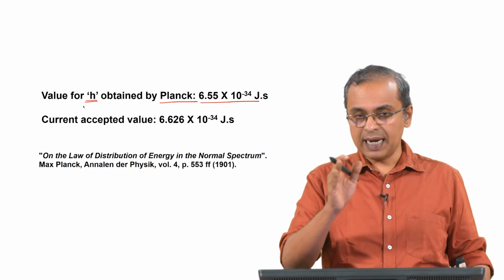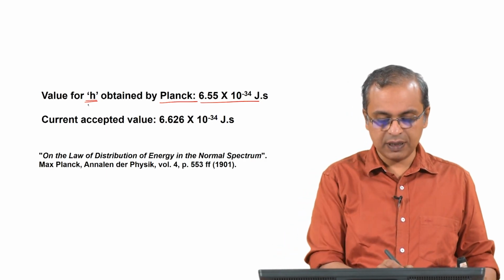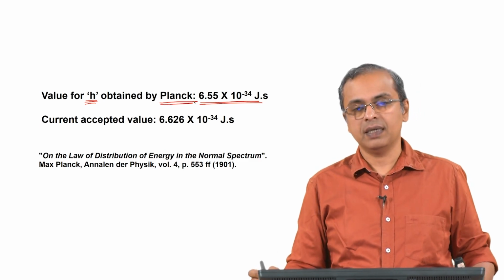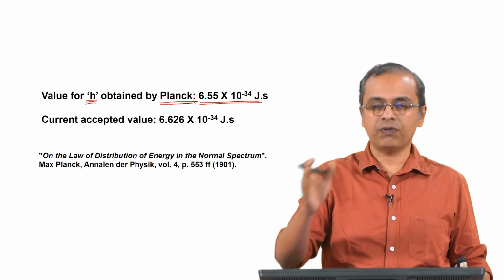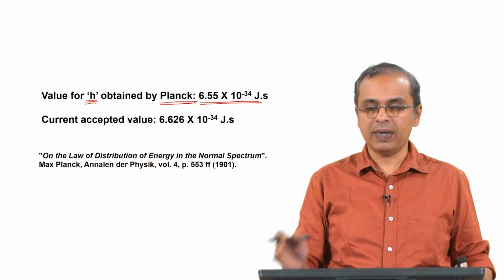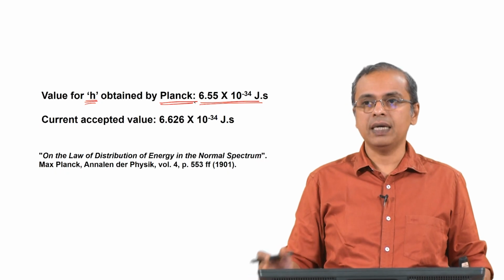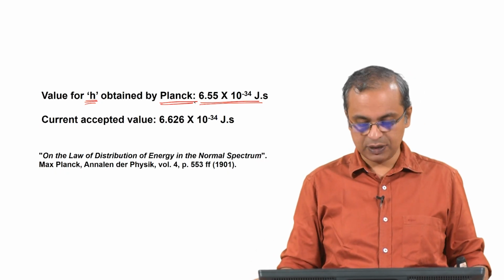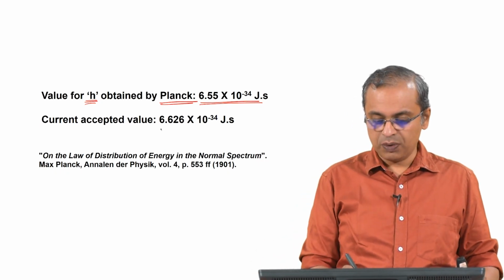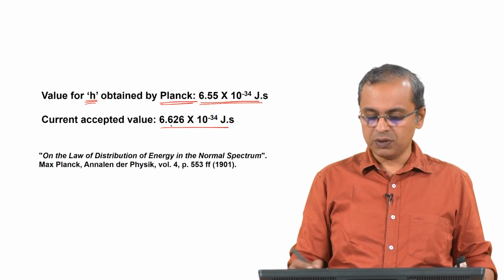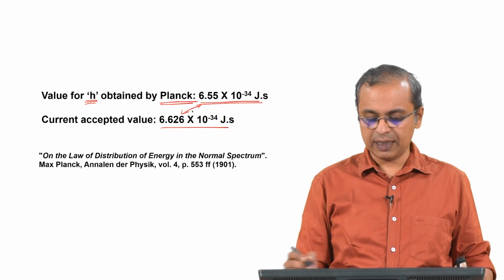And that match and the discovery of this constant h, which is now referred to as the Planck constant, is the origin of the field of quantum mechanics. It required that some behavior was expected of that body, and that behavior was being reflected by this constant h. The currently accepted value is 6.626 into 10 power minus 34 joule second, which is only marginally different from the value he had come up with.